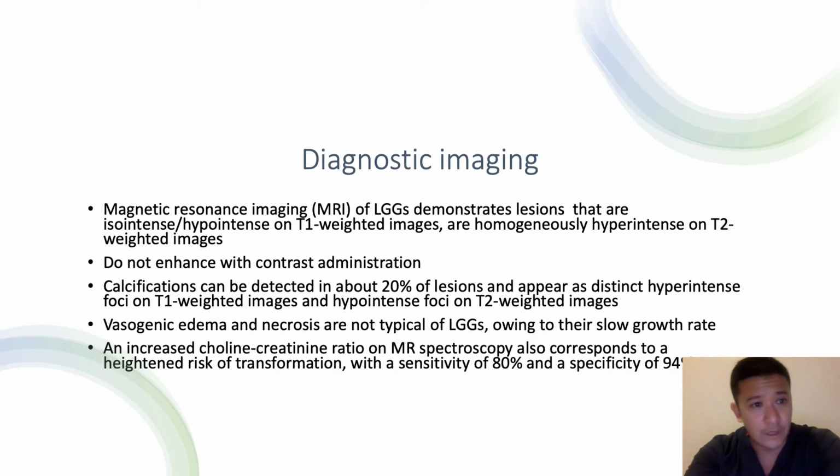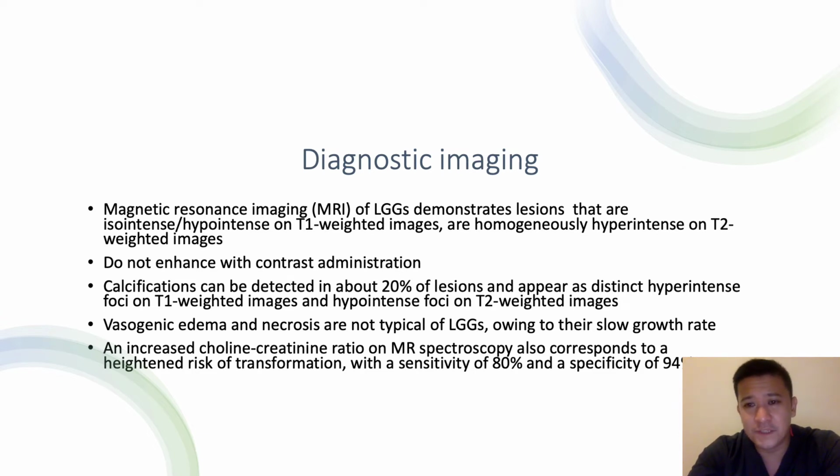For diagnostic imaging of gliomas, you can do a CT scan, but of course the gold standard is an MRI. They demonstrate lesions that are isointense or hypointense on T1 and homogeneously hyperintense on T2. To put things simply, they are dark on T1 and bright on T2. Usually low-grade gliomas do not enhance with contrast administration, and calcifications can be detected in about 20% of lesions and appear as distinct hyperintense foci on T1-weighted images.